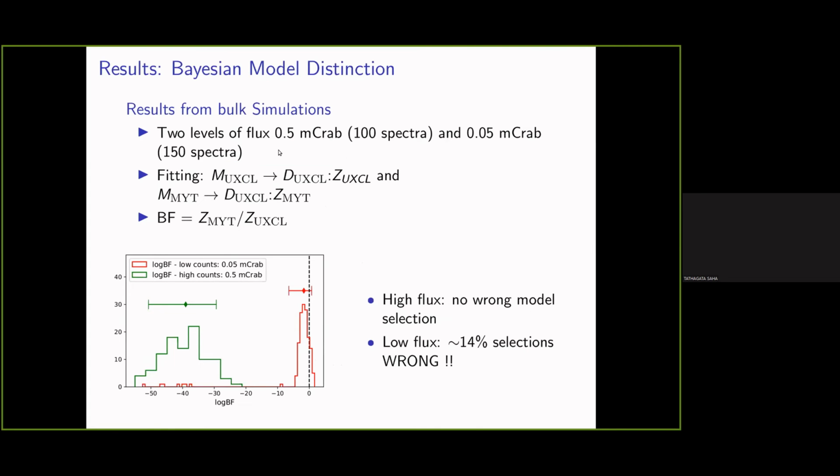We also performed 2 bulk simulations of 100 spectra for 2 different levels of flux, that's 0.5 milligrab and 0.05 milligrab, for the model UXCLUMPY, and then fit them with UXCLUMPY and MYTORUS. We then check the Bayes factor distribution for all the spectra in these 2 different flux levels. Here the distribution is shown, and in green you have the results for the high flux regime. The Bayes factor values are much more localized toward the negative values, compared to the low flux regime, which is 0.05 milligrab, where some of the Bayes factor values spill over to greater than 0. We find that this number is 14%. So 14% of the selections here are wrong for the lower flux regime.